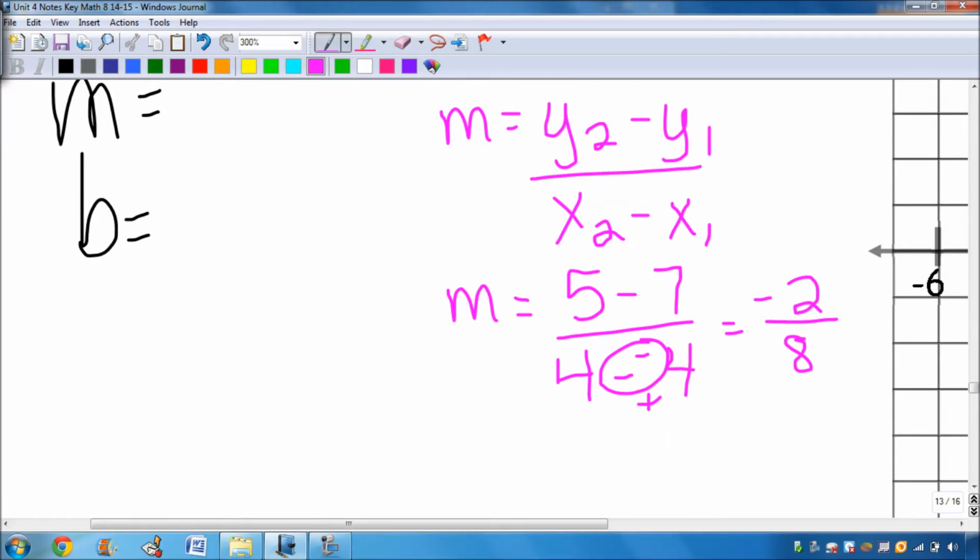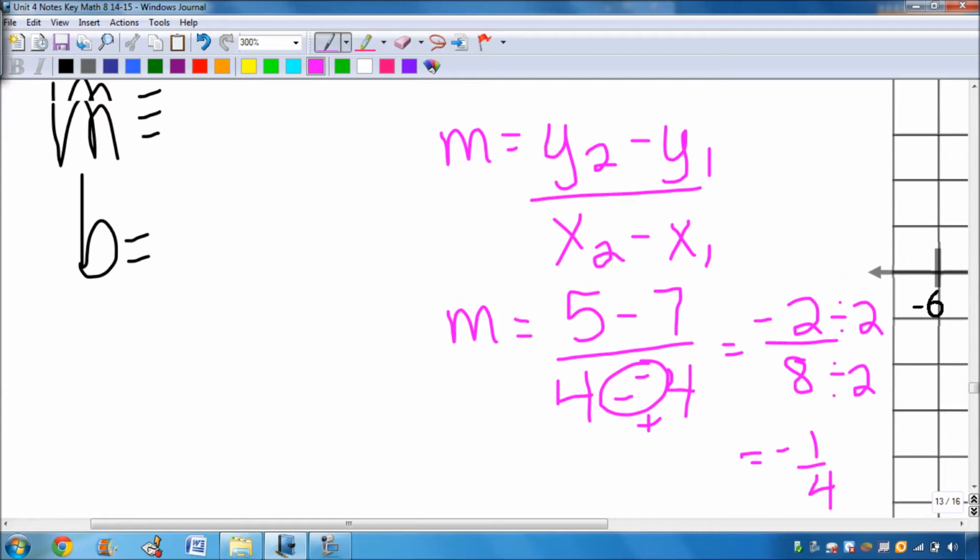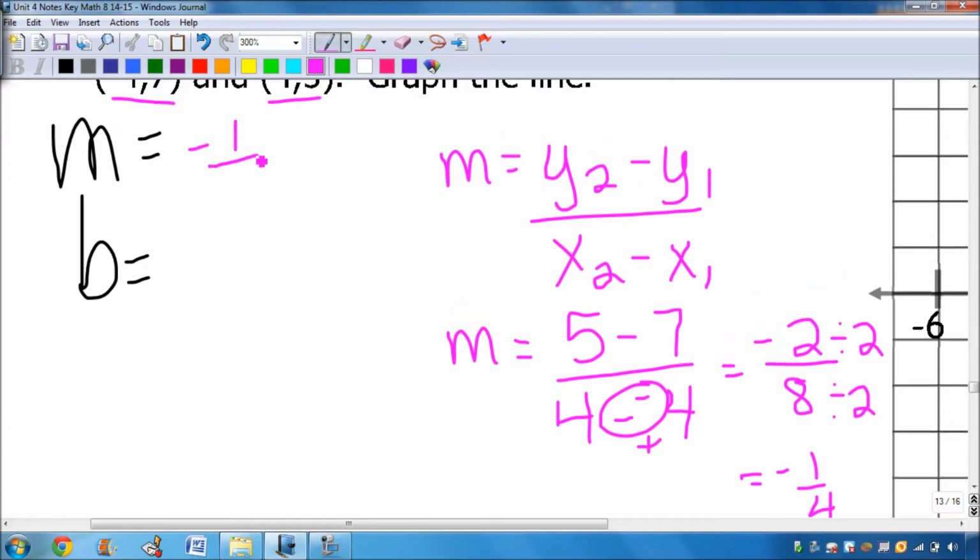Now, you have to ask yourself, can you divide 2 by 8 evenly? Unfortunately, you can't, so you would need to reduce it. Well, when you divide -2 by 8 and you reduce it, they're both divisible by 2, so your slope would end up being -1/4. So now I know what the slope is. It's no longer a mystery.